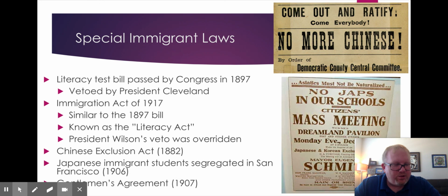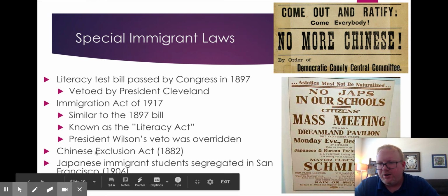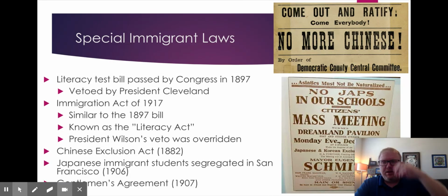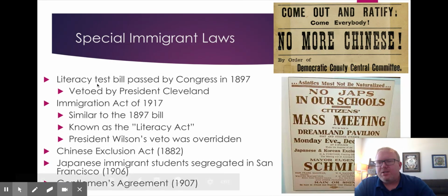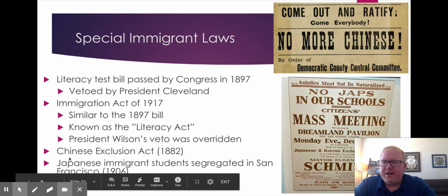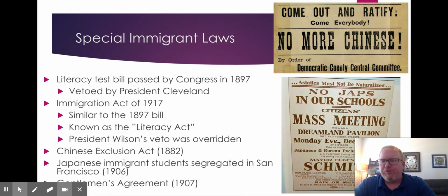Now, this is one of the ones I definitely want you guys to write down and underline, highlight, whatever. The Chinese Exclusion Act, okay? This was big because it wasn't just a literacy test where it could be applied to different groups. This was a law that specifically targeted people from one country, okay? And in 1882, Congress passed this Chinese Exclusion Act.